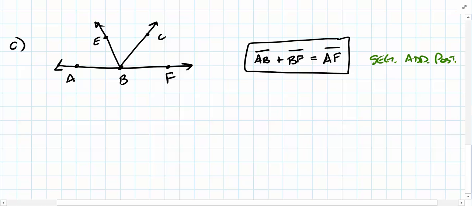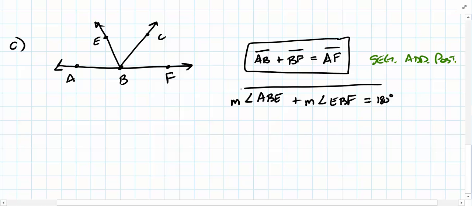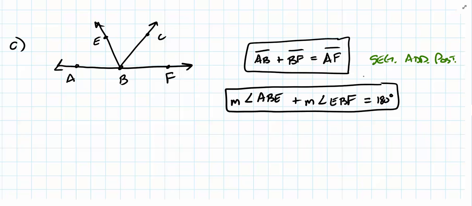Okay, here's another statement that I'm going to make about this particular drawing. It's going to say this: the measure of angle ABE plus the measure of angle EBF is equal to 180 degrees. This is a statement I am making about this particular picture that you see here. What reason justifies that statement? Yes, Iman, what do you think?